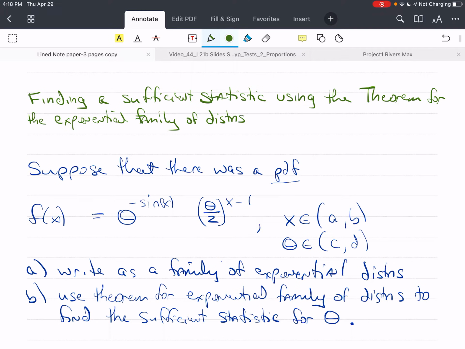So the first thing we want to do is write f as a family of exponential distributions. Notice that f is actually a family of distributions because every value of theta gives you a different distribution. So it's a family of distributions that's based on theta. Secondly, we want to use the theorem for the exponential family of distributions to find the sufficient statistic for theta.